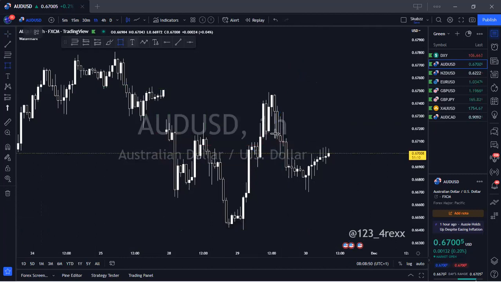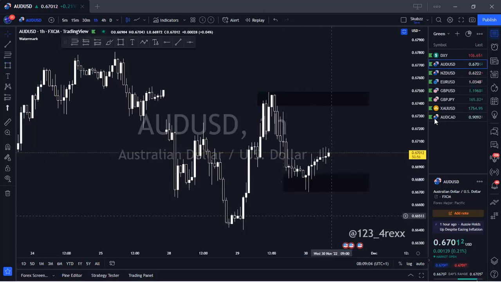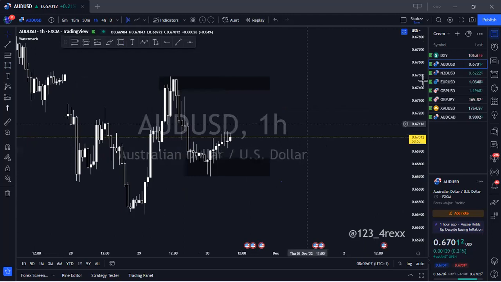What am I going to wait for? I'm going to wait to see if we're going to have a break of structure above here, or if we're going to have a break below here. Either way, I'll be looking for the retest. So that's basically what I'm going to be waiting for. That's what I'm going to be working with.